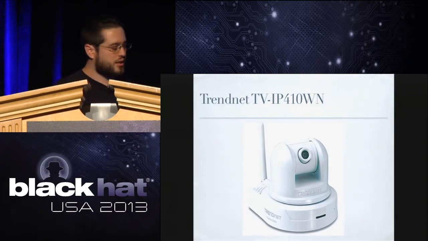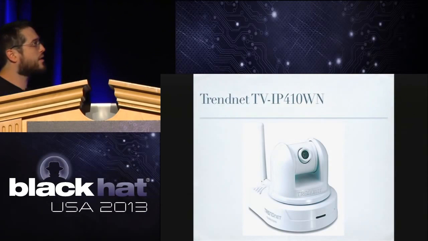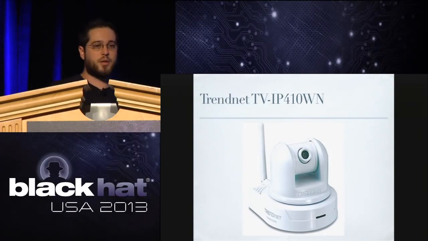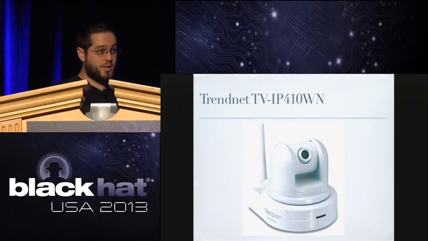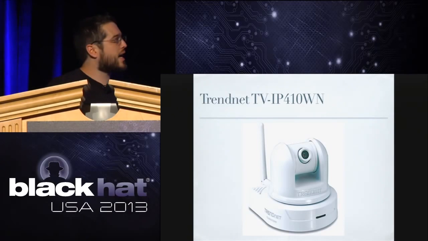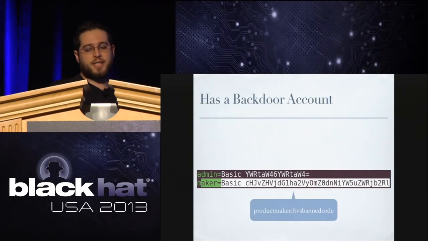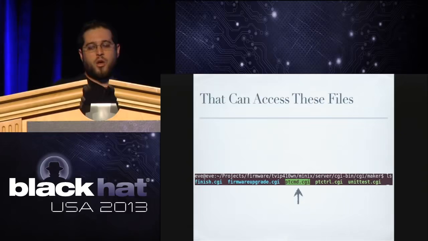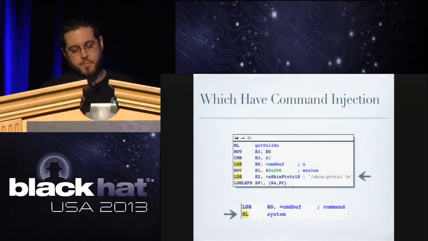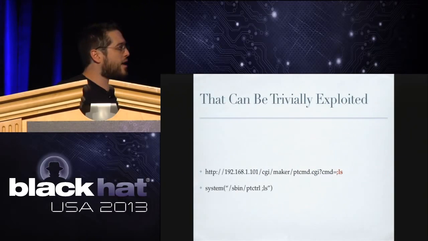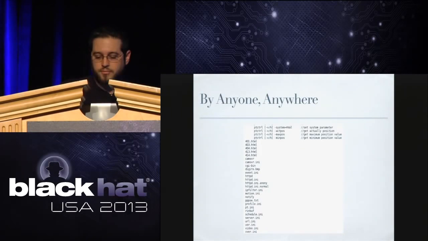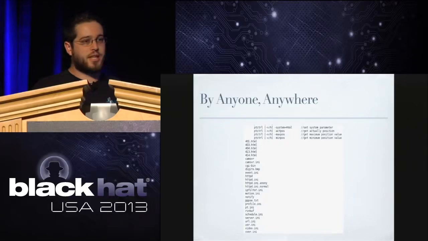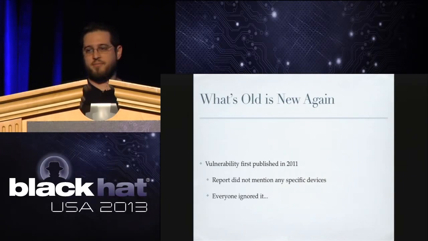So to demonstrate this and just do a little proof of concept, I picked a TrendNet IP410WN. Now, I picked this camera for a couple reasons. First of all, I can afford it, which is a big plus. But secondly, it has a backdoor account that can access certain restricted files, which have very obvious command injection bugs, which can be trivially exploited by anyone who can send packets to the camera. In other words, it's the same stuff I've been up here talking about the whole time, just on a slightly less expensive camera. Now, as it turns out, this particular bug is also not a new one.